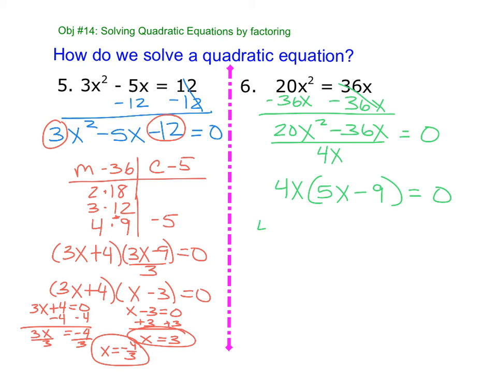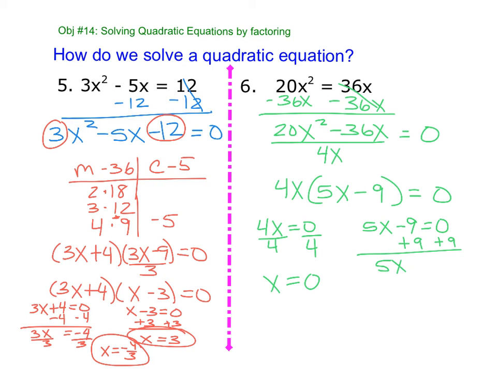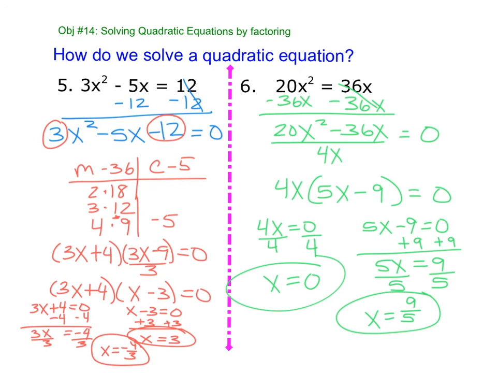Set each factor equal to 0. Divide by 4. X is 0. X is 0. Add 9. Divide by 5. And that's our answer. We are done.